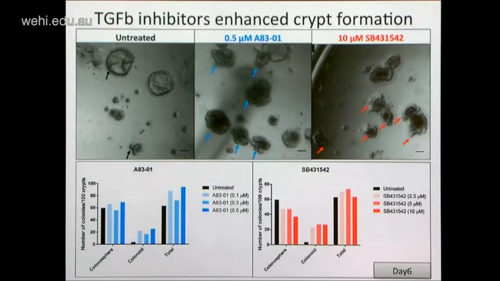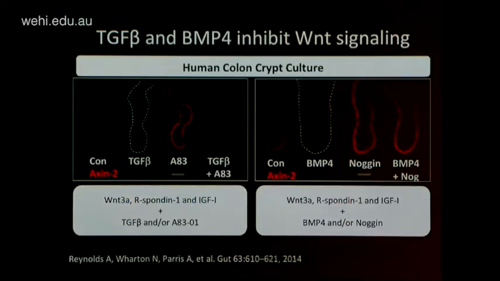Also, we looked at the TGF-beta signaling by adding TGF-beta receptor inhibitor. We added two different types of inhibitor at different concentrations, and we found that when TGF-beta signaling was inhibited, there is more crypt formation in vitro. As you see, there are more colonoids formed. So now we know Wnt signaling, BMP, and TGF-beta signaling are involved in crypt formation. It's possible that they have crosstalk with each other.